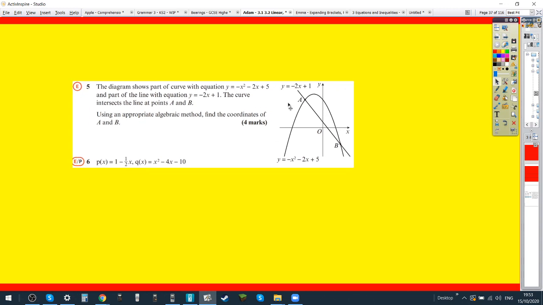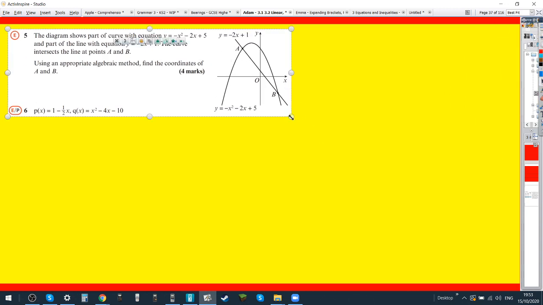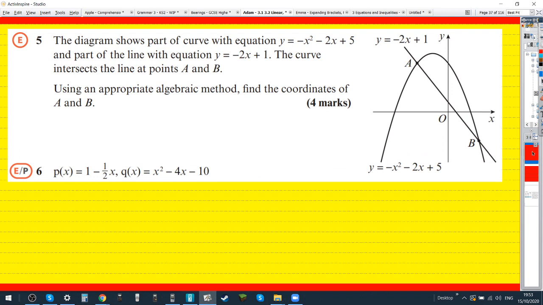Let me see this one. What is step 1 for this? Question 5.